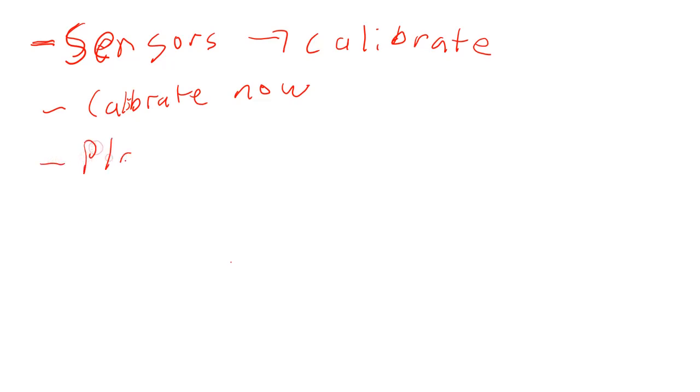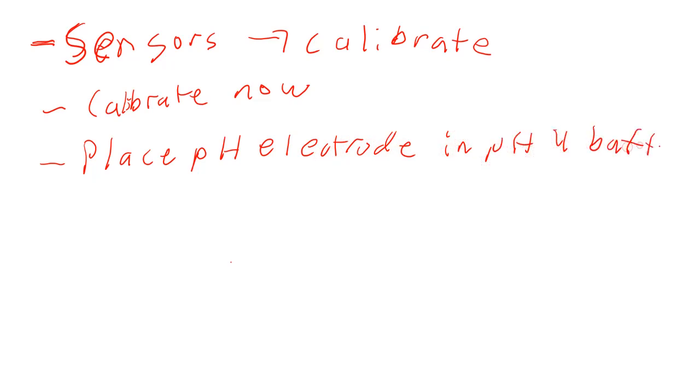So you're going to place your pH electrode in the pH 4 buffer. So you're going to go to Sensors, Calibrate, select Calibrate now, and you're going to put your pH electrode in the pH 4 buffer. Once you do that, you're going to see a number on the LabQuest screen called the relative stability reference. You're going to wait for that number to stabilize.